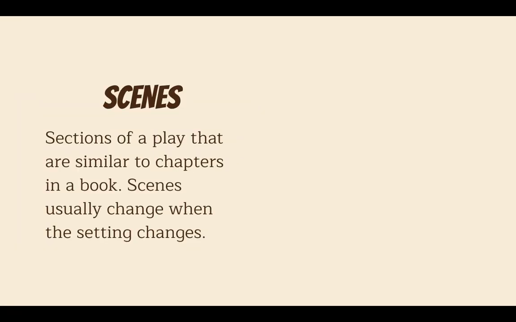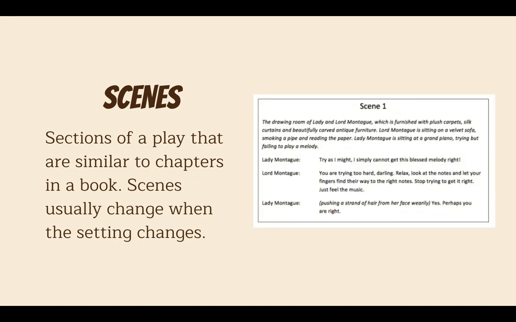Then we have scenes. These are sections of a play that are similar to chapters in a book. Scenes usually change when the setting changes. Here we have an example of what it would look like on a script. It says up at the top, scene 1, and you'll notice it has the stage directions, the dialogue, and the character tags. The scenes kind of separate the story into parts.